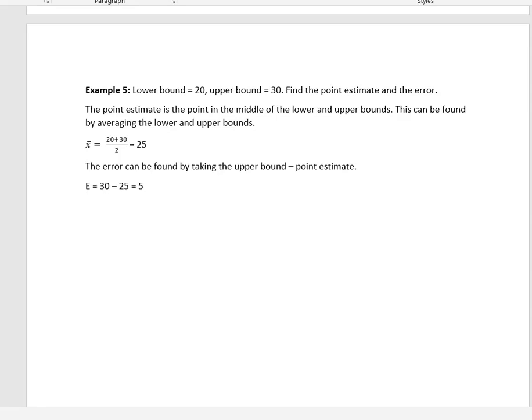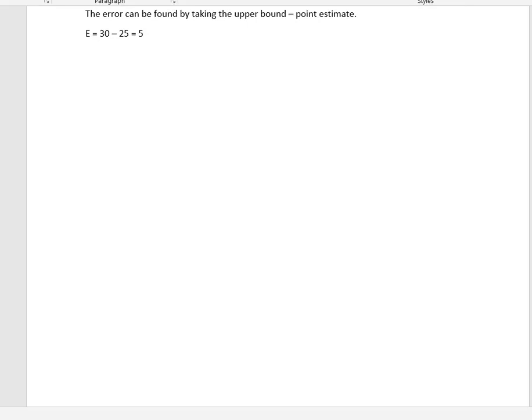You can see that 25 is in the middle of 20 and 30. 25 minus 5 would be 20, and then 25 plus 5 would be 30. The interval is the mean minus error and mean plus error. That's the end of this lesson.